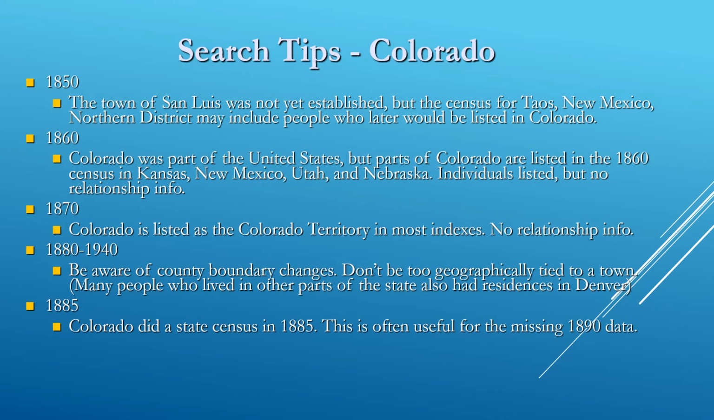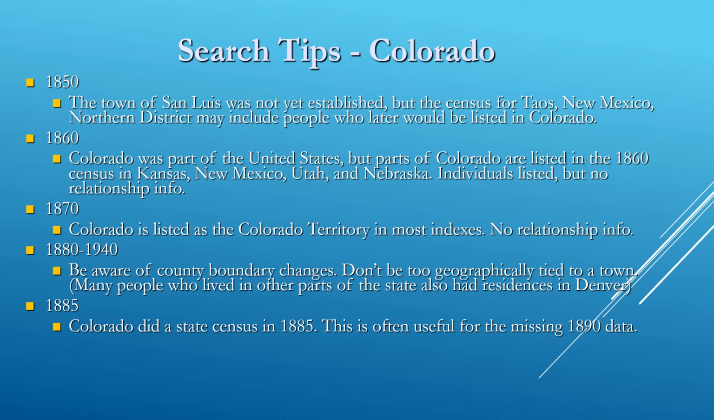1860, Colorado was part of the United States, but parts of Colorado are listed on the 1860 census in Kansas, New Mexico, Utah, and Nebraska. There are individuals listed, but there's no relationship info. So you have to kind of know what part of the state to look in. For the Denver metro area and the Front Range, it's mostly Kansas. Points north of Fort Collins and east, like where Sterling and Julesburg are, would be in Nebraska. And then the western half of the state would be Utah, and the southern part is in New Mexico, South Pueblo.